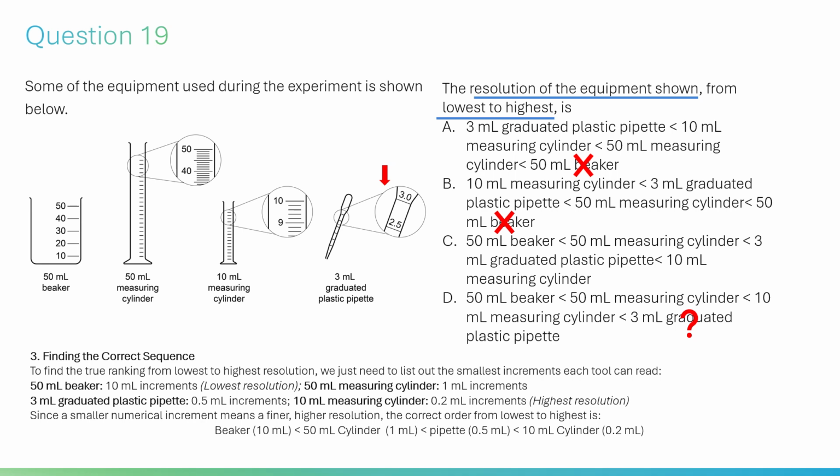Since a smaller numerical increment means a finer, higher resolution, the correct order from lowest to highest is beaker, 10 milliliters.